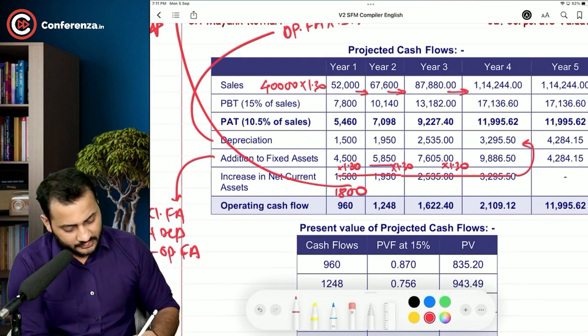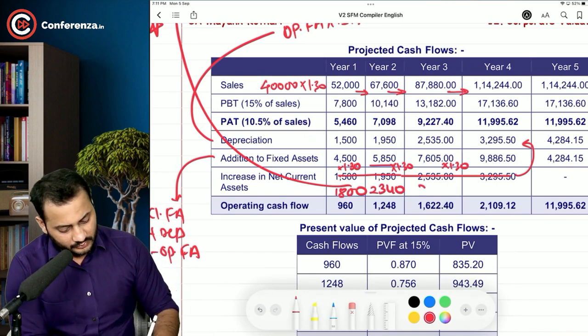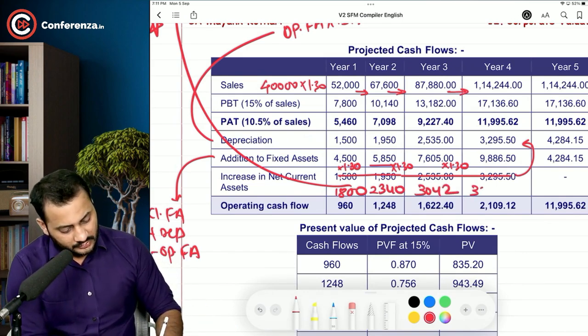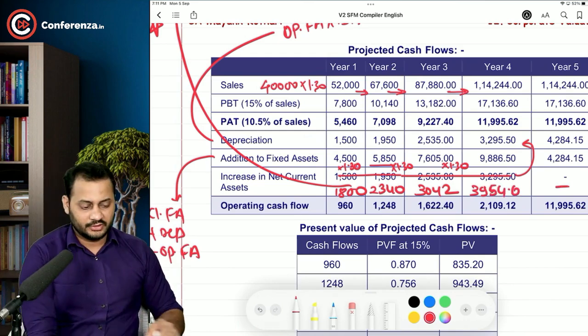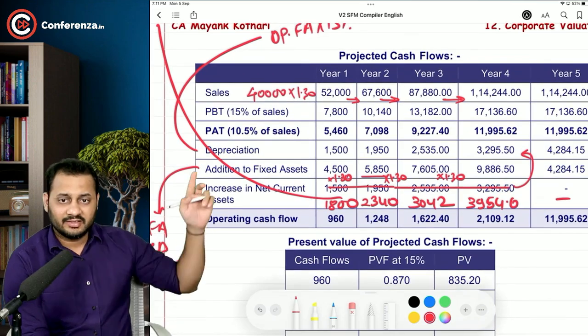1800 plus 30% goes to 2340, plus 30% goes to 3042, plus 30% goes to 3954.6 and then 0. 0 is right. Let me do the total once again. So these are the three things.